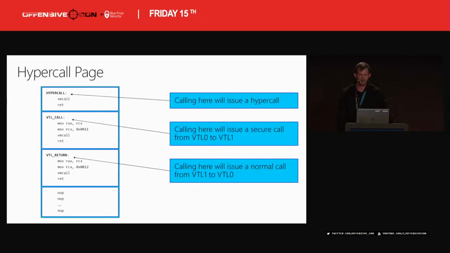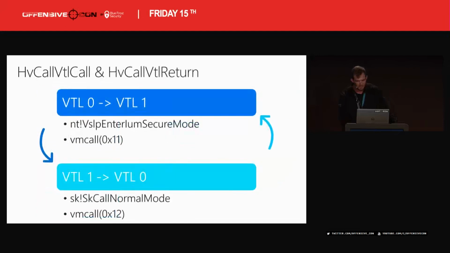So this is the layout of the hypercall page. By calling to the hypervisor, not only can you issue hypercalls, but you can also issue secure calls and normal calls between different VTLs and VSM. As you can see here, this is the Intel 64-bit architecture. I think the interesting takeaway is that a VTL call is really just a hypercall, and it abstracts the difference. Currently, the call codes are hex 11 and hex 12 for calling and returning.